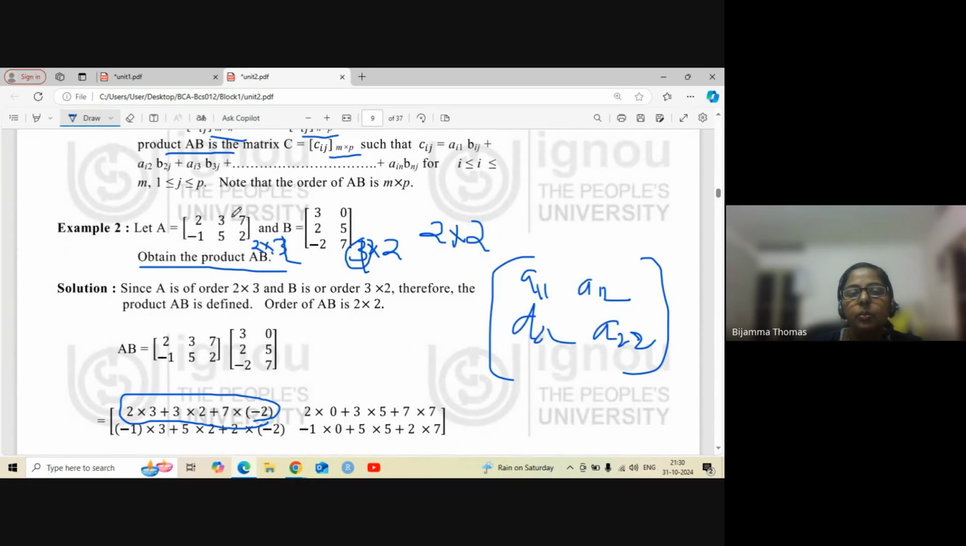The corresponding elements of the first row are multiplied, that is why we say that the number of columns should be equal to the number of rows.